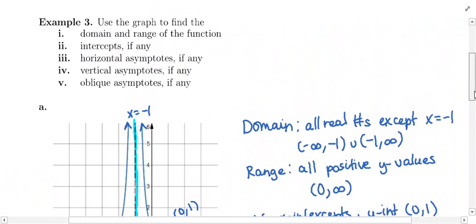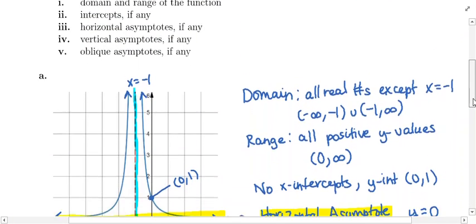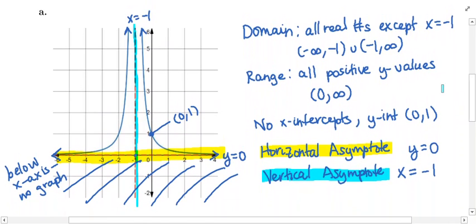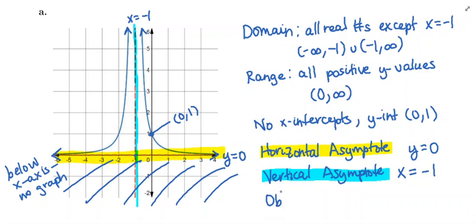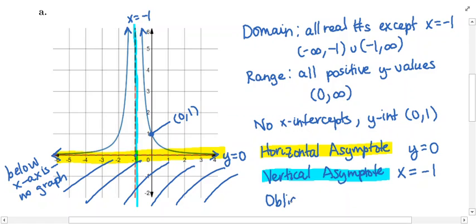And then the last thing we need to look for are oblique asymptotes, if any. If there were an oblique asymptote, I told you you can think of that as a slant asymptote. It would be a red dotted line here. It would look like y equals mx plus b. It would be a line with slope, so not a vertical line, not a horizontal line. And you don't see one of those here. So there's no oblique asymptote here. I'm just going to write oblique asymptote, none.